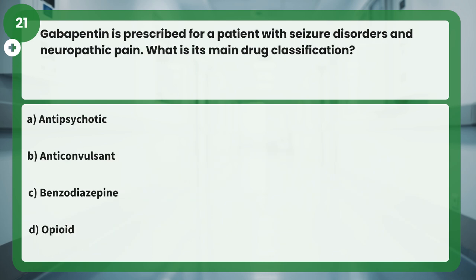Question 21. Gabapentin is prescribed for a patient with seizure disorders and neuropathic pain. What is its main drug classification? A. Antipsychotic. B. Anticonvulsant. C. Benzodiazepine. D. Opioid.